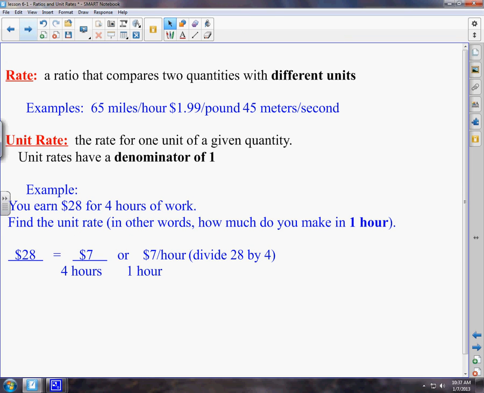Okay, a rate is a ratio that compares two quantities with different units. So an example, 65 miles an hour is how fast we travel. $1.99 for a pound of hamburger, or 45 meters per second is how fast people run. A unit rate is the rate for 1 unit of a given quantity. So write down those 2 definitions.